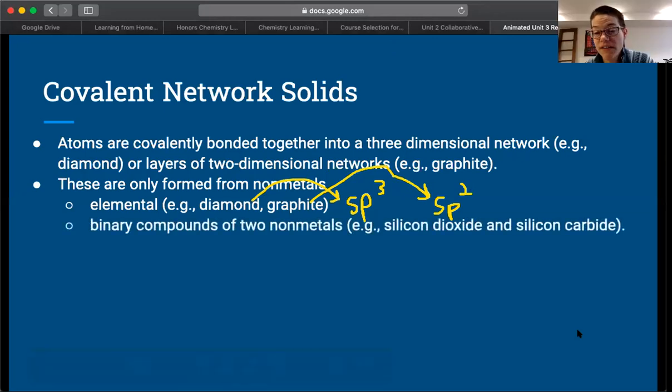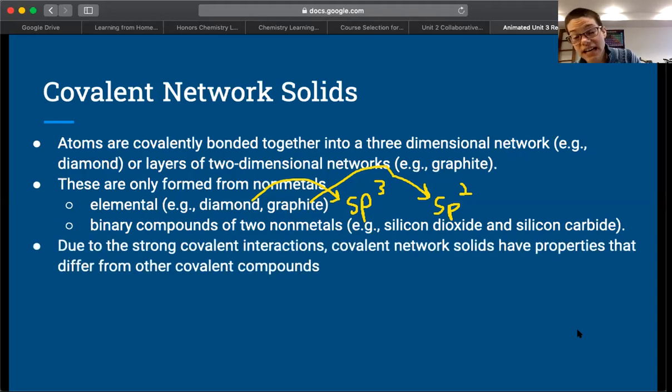Then you can also have things like silicon dioxide, which is a common network solid that they talk about. That is quartz, glass. Those are the kinds of things that silicon dioxide makes. It has a very similar arrangement to the diamond, so you get tetrahedral shaping there.